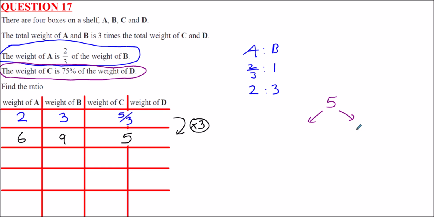So D is 1 lot, and 75% of D would be 0.75. So in other words, I need to split 5 into the ratio 0.75 to 1. What I can do here is think about this in terms of scaling. So 1 plus 0.75 gives 1.75. So what I need to do here is to divide 5 by 1.75, which I'll show you here.